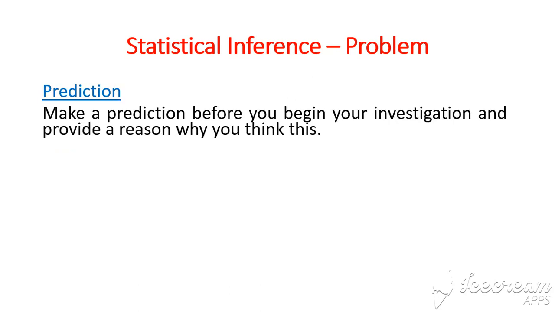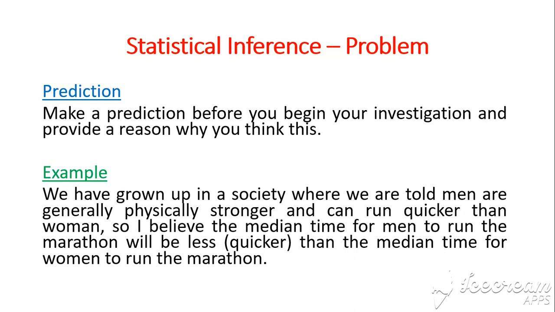Right, finally we have our prediction. We make a prediction before we begin and provide a reason why we think this. Here's my example of a prediction. We've grown up in a society where we're told men are generally physically strong and can run quicker than women. So I believe the median time for men to run the marathon will be less, or quicker, than the median time for women to run the marathon. So I've given my prediction and I've given a reason why I think that.